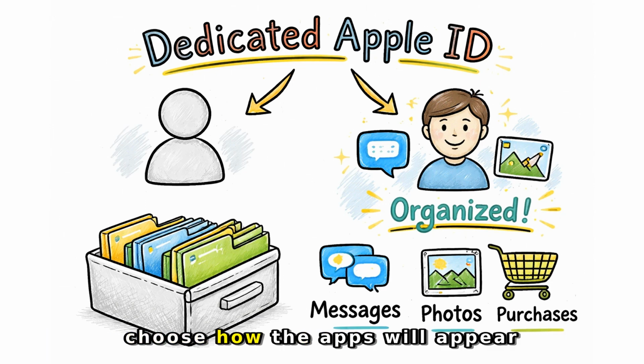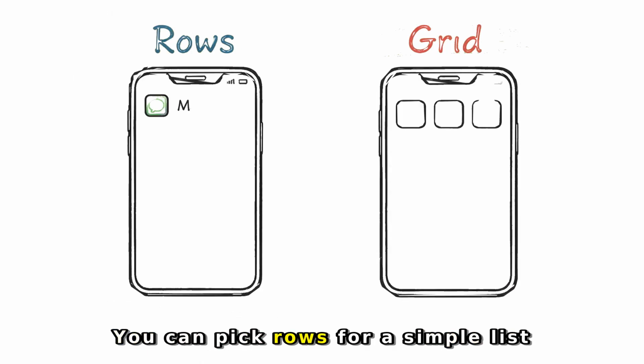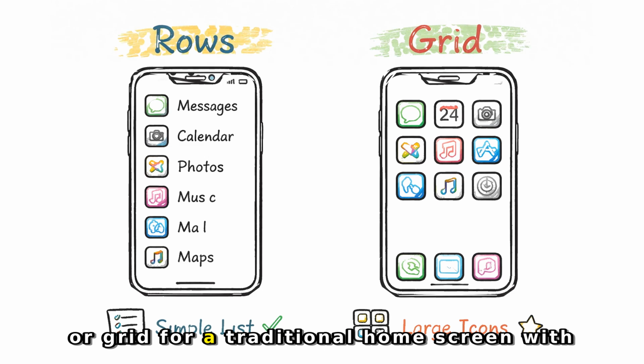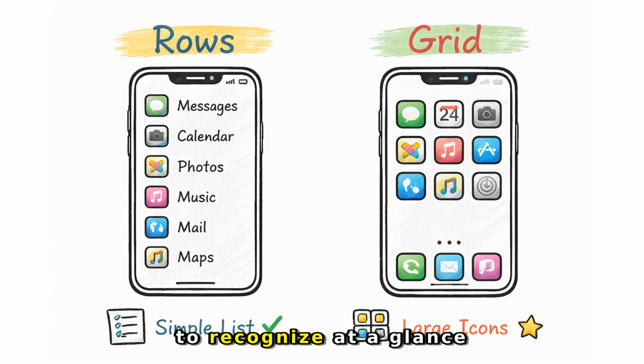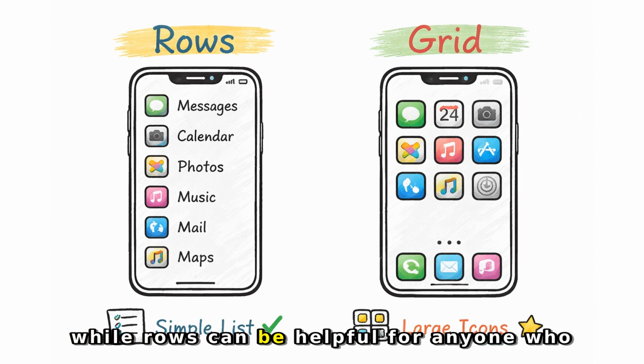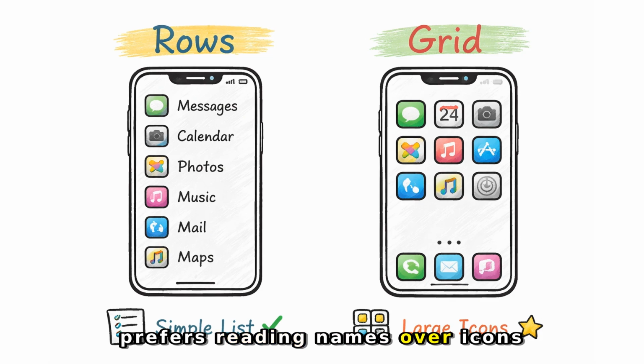Next, choose how the apps will appear. You can pick Rows for a simple list or Grid for a traditional home screen with big icons. Grid is the default and is often easiest to recognize at a glance, while Rows can be helpful for anyone who prefers reading names over icons.